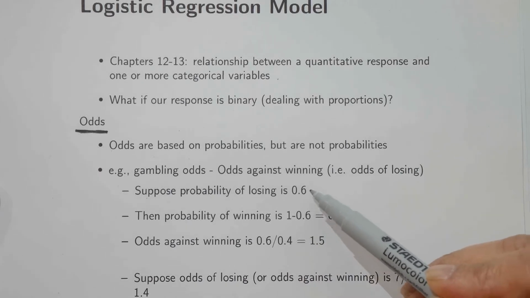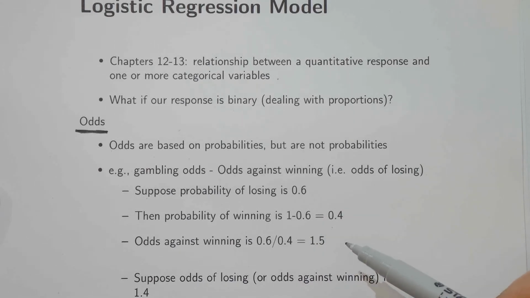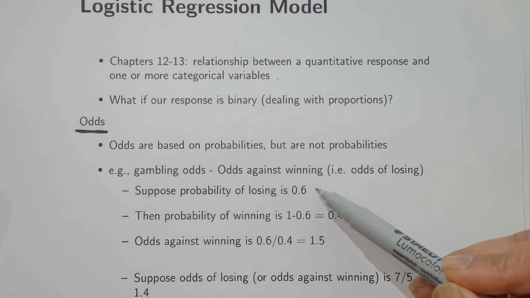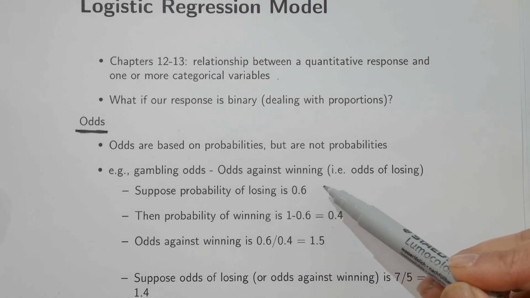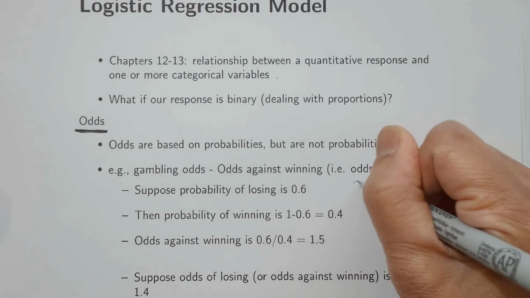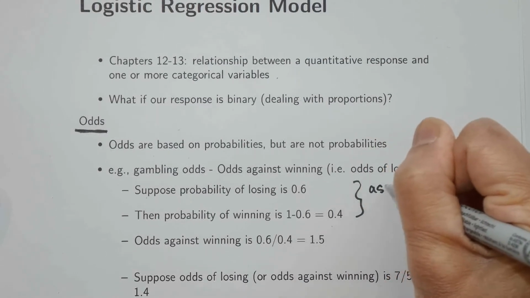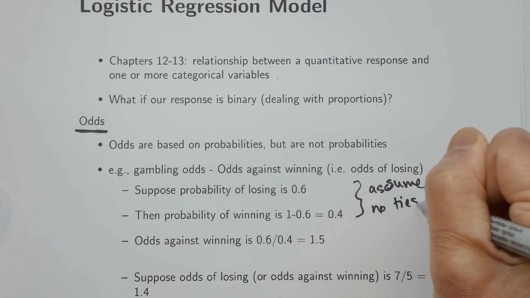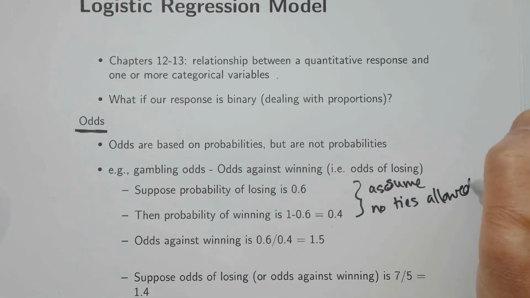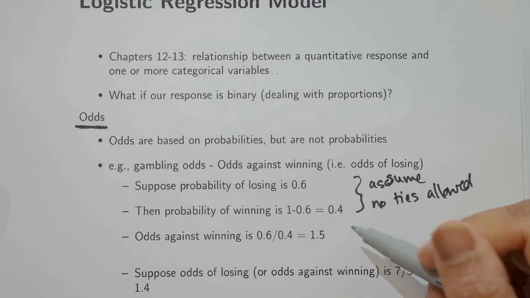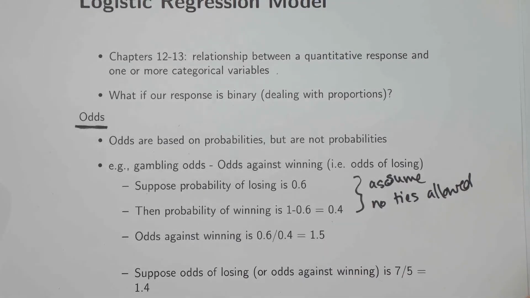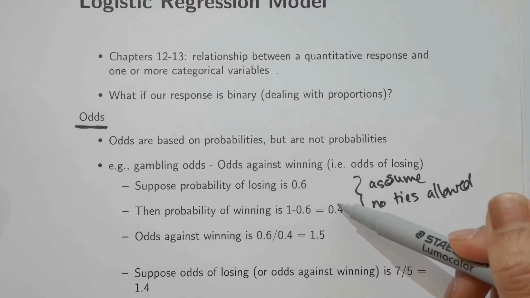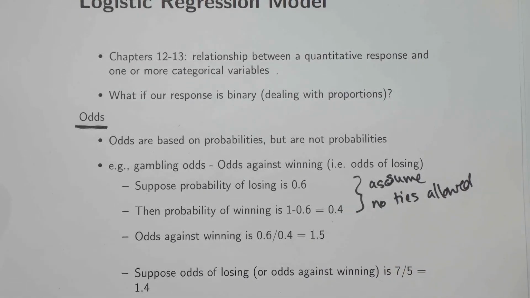Suppose the probability of losing is 0.6. If the probability of losing is 0.6 and we assume no ties are allowed, then the probability of winning is 1 minus 0.6. So no ties or draws allowed. Then our probability of winning would be 0.4.